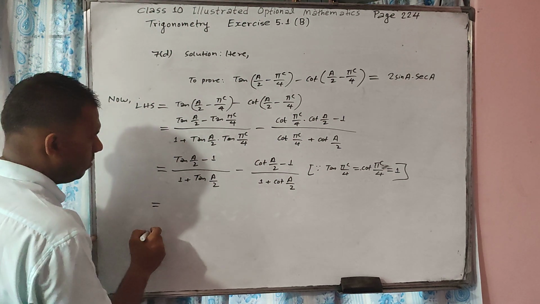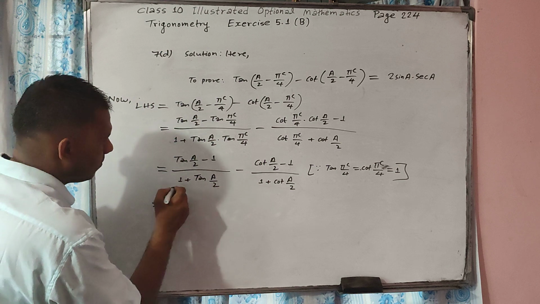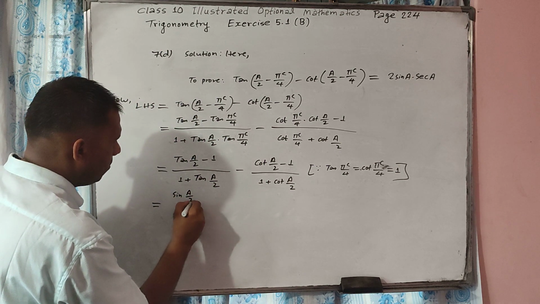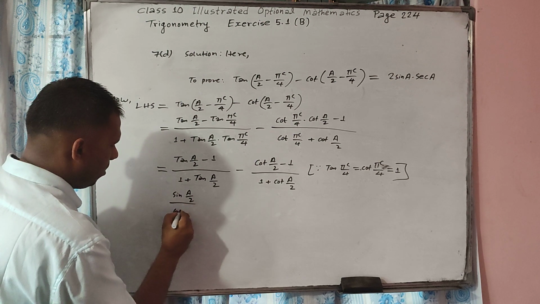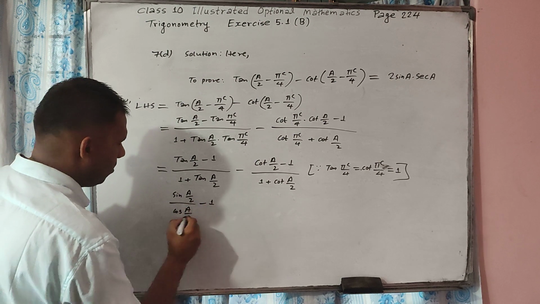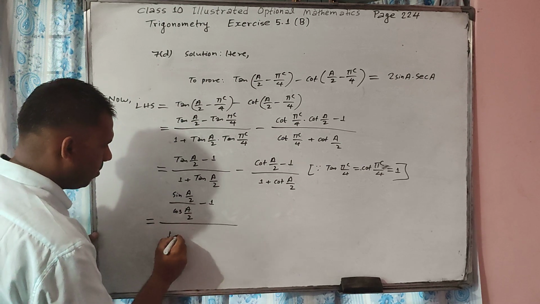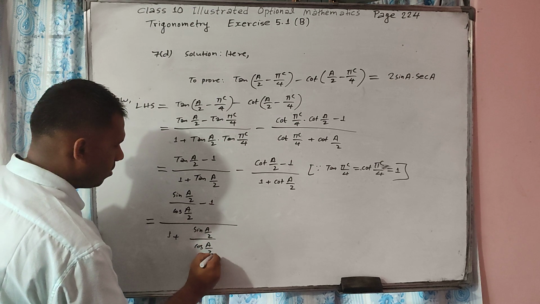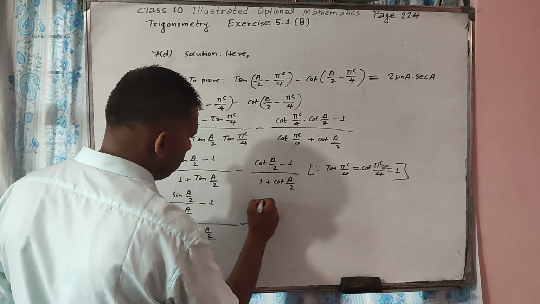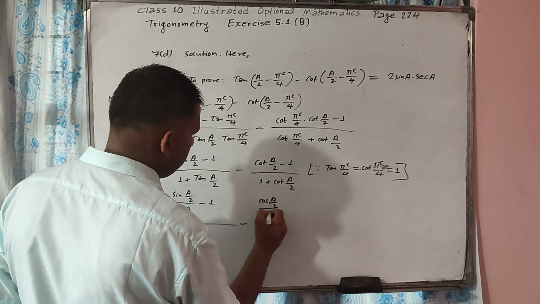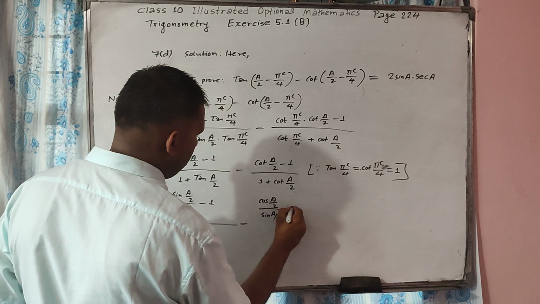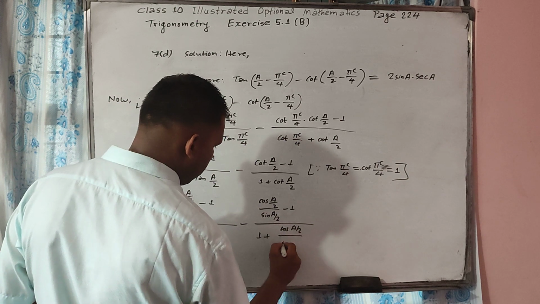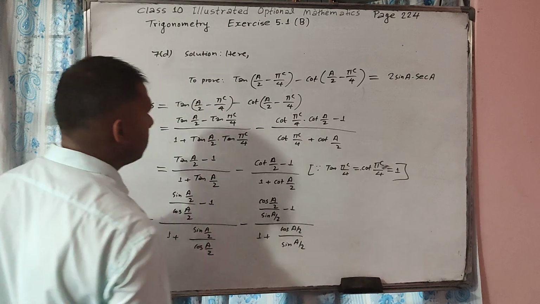Now this equals to, tan as sin by cos, tan A by 2 is sin A by 2 upon cos A by 2, minus 1 whole upon 1 plus sin A by 2 upon cos A by 2, minus cos A by 2 upon sin A by 2 minus 1 whole upon 1 plus cos A by 2 upon sin A by 2.